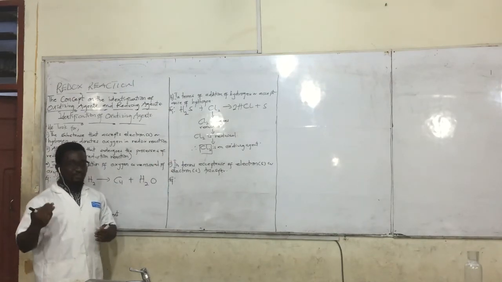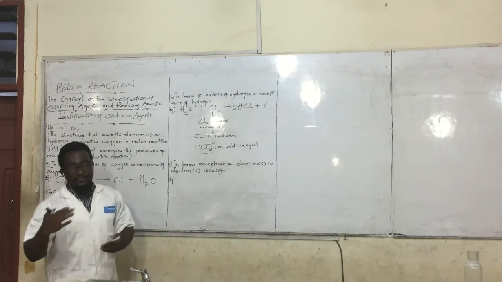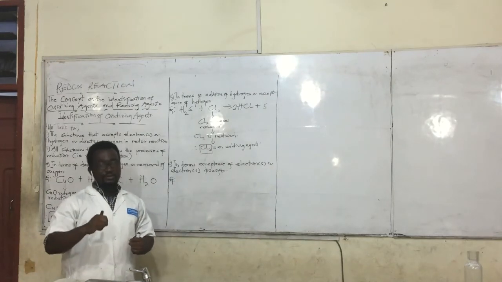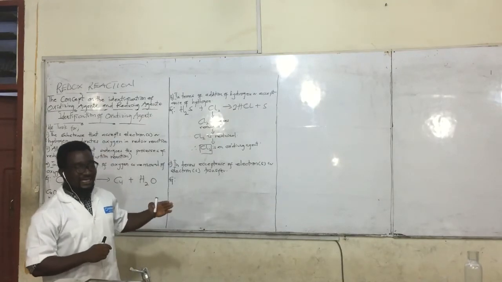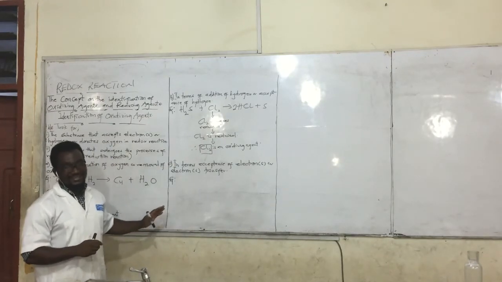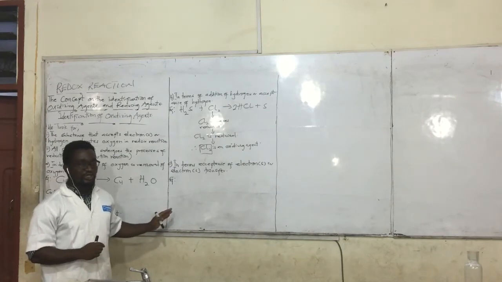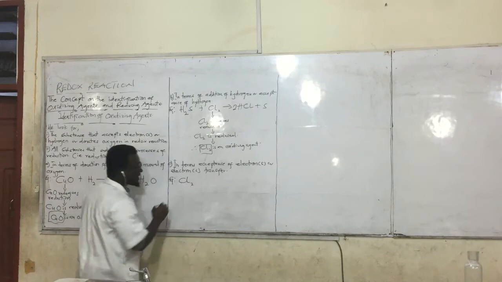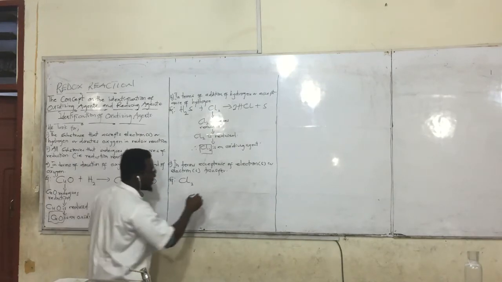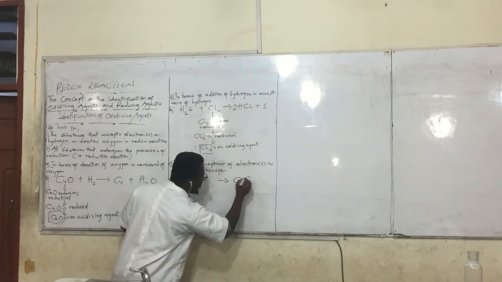In our previous lessons, I've already discussed with you that if you want to look at reduction in terms of electrons, we add electrons to the reactant side, which is the left hand side of the equation. Therefore, we are going to take chlorine, which is a diatomic molecule, and then it will produce Cl minus.